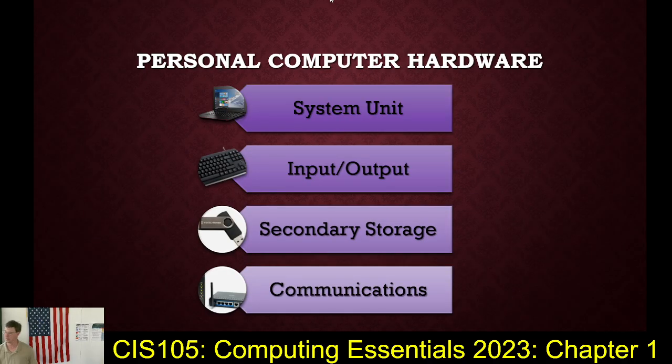Welcome to chapters 5, 6, 7, and 8. You're like, but Nick, you skipped 2. Don't worry, we'll get to 2 toward the end of this lecture. But here's 5, 6, 7, and 8. So the 4 different types of personal computer hardware, and this is for personal computers only, are system units, input and output devices, secondary storage, and communication devices. Yes, I'm going to briefly talk about each one.